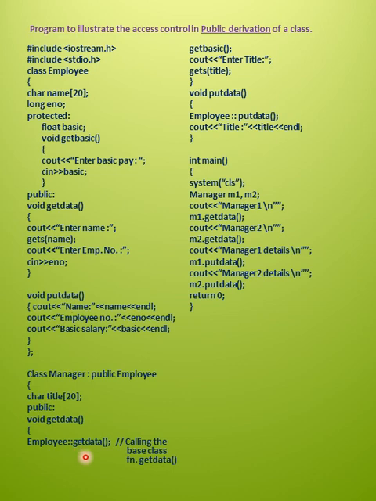With this qualifier name, it goes to the getData of the base class and it will ask name and employee number. If you notice here, name and employee number are the private data members of the base class. So now what we have done, we are indirectly accessing the private members of the base class from the derived class function.